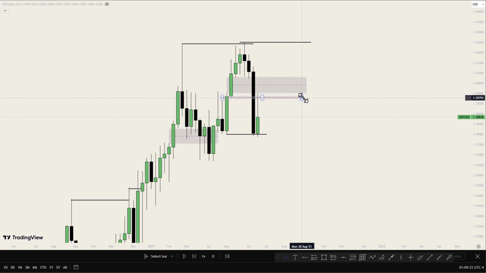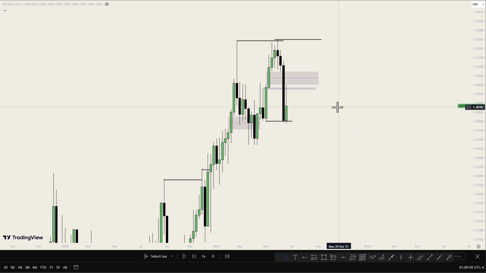Now, what do we have? We have a new fair value gap on the left, and on the right, this new fair value gap coincides with the fair value gap on the left, so we have a balanced price range. So when we see two fair value gaps, now we have a balanced price range. But this is for another topic. But let's continue to see where price will be heading to.